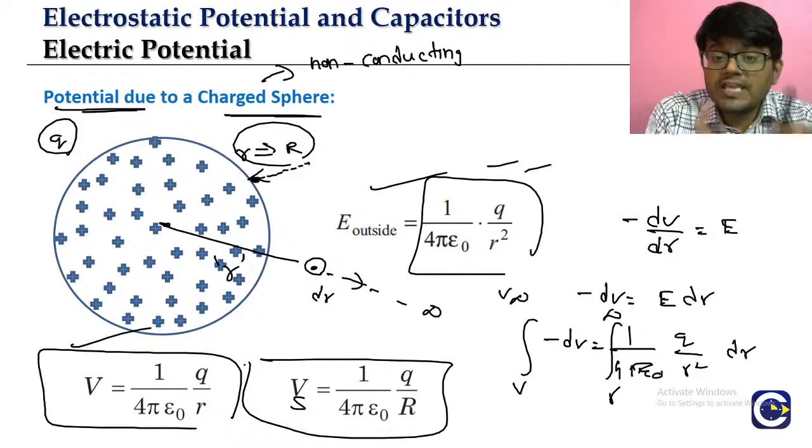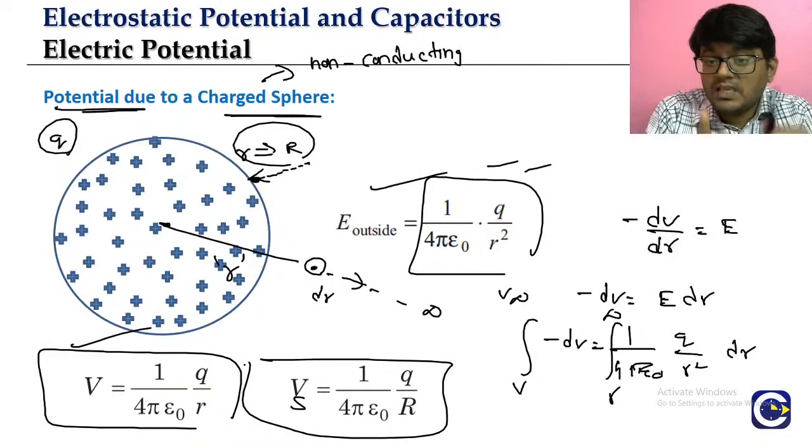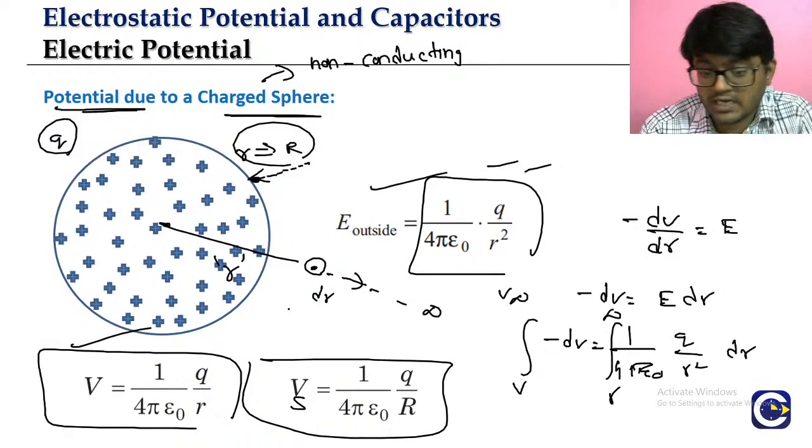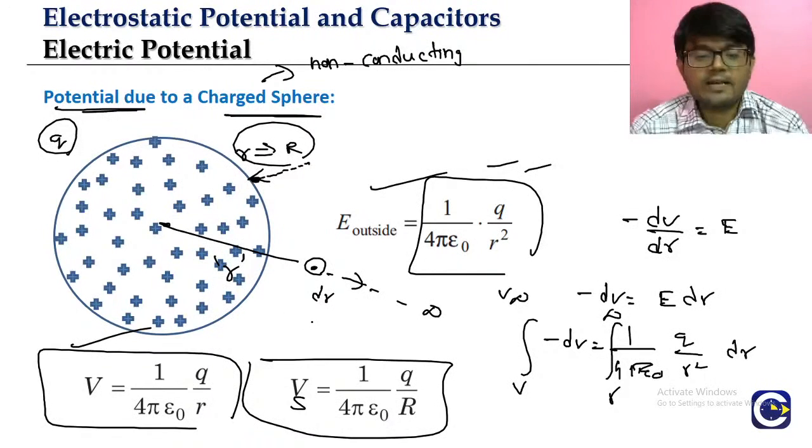See, these two results are the same in the case of the charged sphere or in the case of the charged shell. In both, similar results come. So the potential outside is what? 1 by 4 pi epsilon naught q by small r. On the surface, 1 by 4 pi epsilon naught q by capital R.